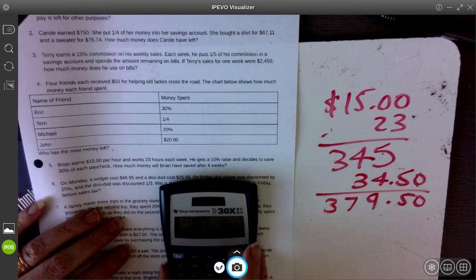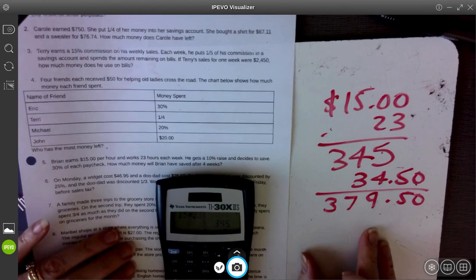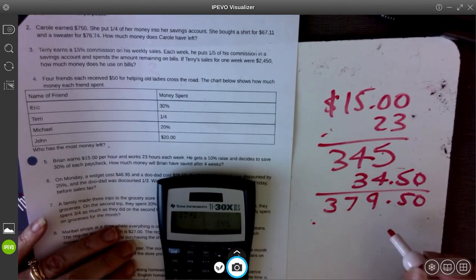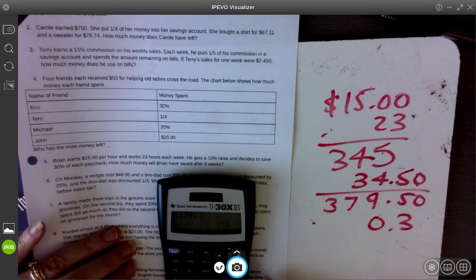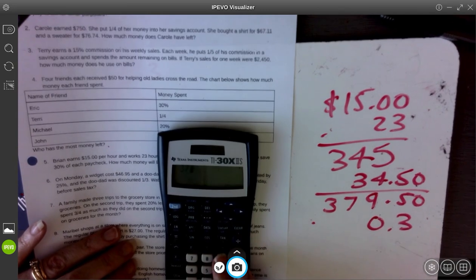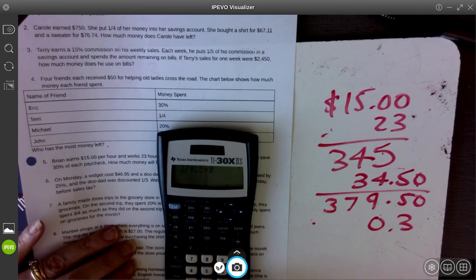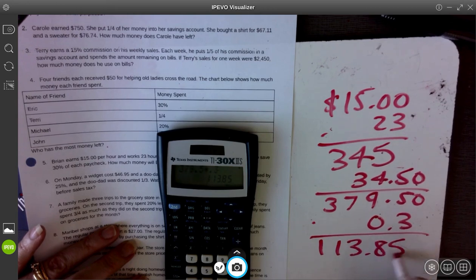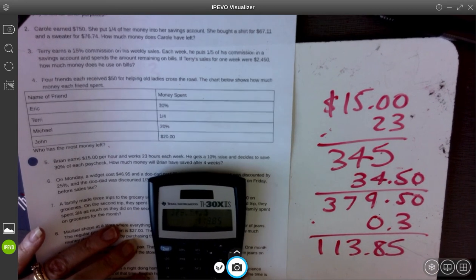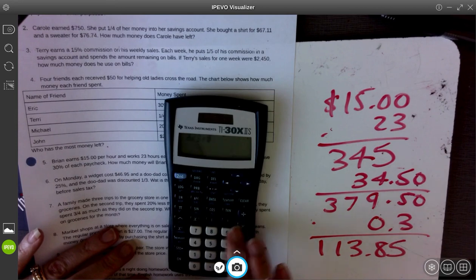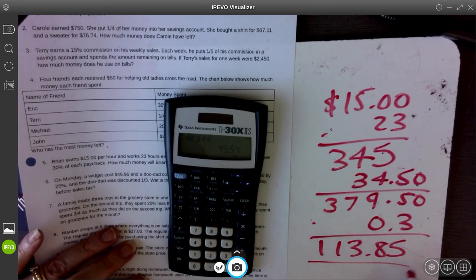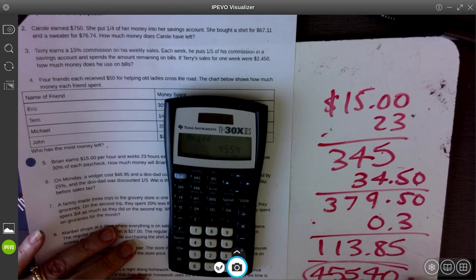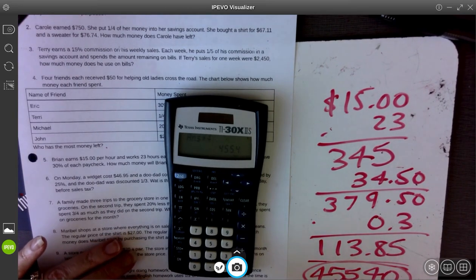Then he wants to save 30% of each paycheck. So now I'm going to multiply that by 0.3. So I've got 379.5 times 0.3, which gives me 113.85. Then it asks me how much money will he have saved in 4 weeks. So I'm just going to multiply that times 4, which gives me $455.40. That's how much he'll have saved.